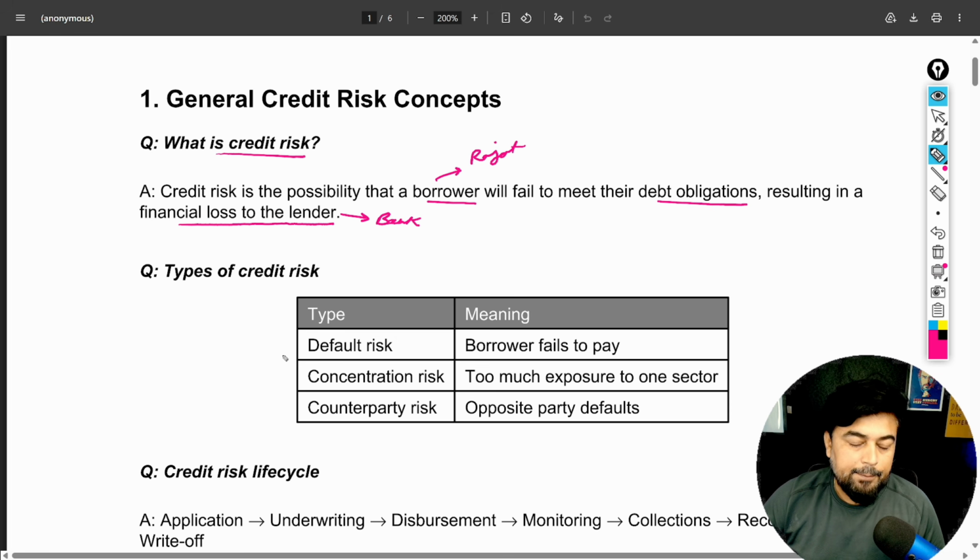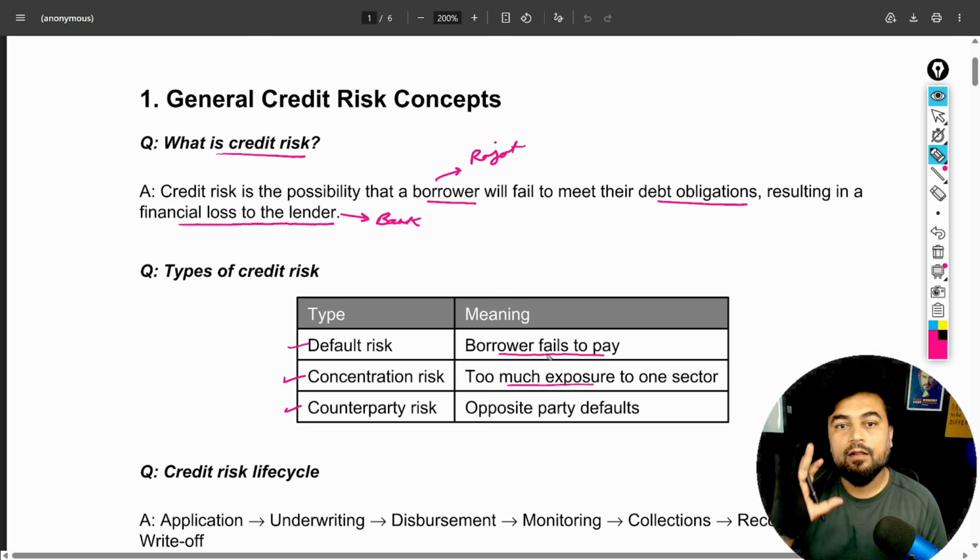Now, what are the types of credit risk? There are 3 major types of credit risk. Number 1 is default risk, that I will default as a customer. Then second is concentration risk. Then third is counterparty risk. What is default risk? Let's say the borrower fails to pay, that is default risk. What is concentration risk? Too much exposure to one sector. One bank has given all its loans only to infrastructure, or home loans. That is concentration risk.